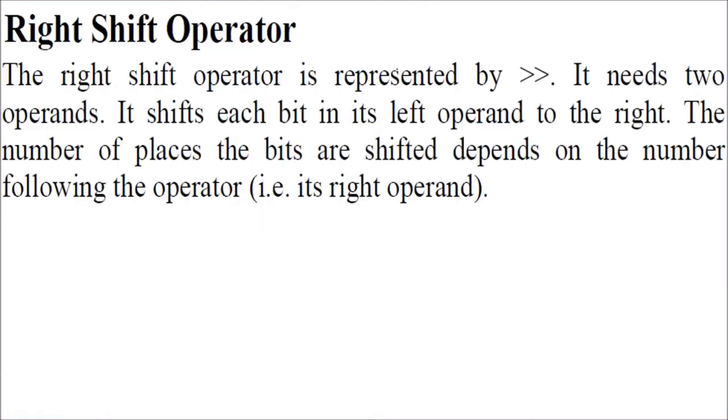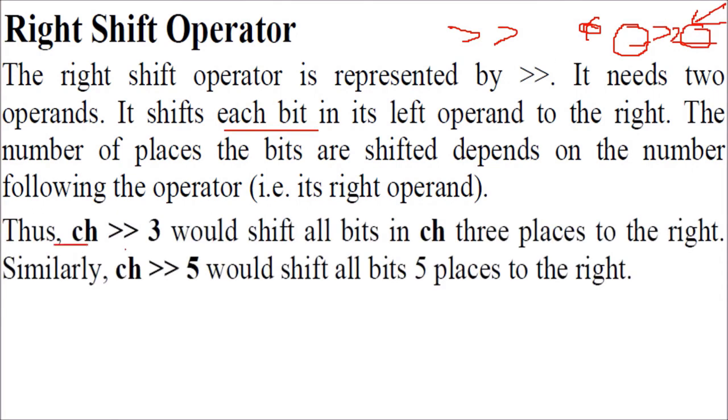Right shift operator. The right shift operator is shown by this sign, double angle, and when we want to shift, we need two operands. It shifts each bit in the left operand to the right by this number. The number of places the bits are shifted depends on the number which is following the operator, that is its right hand. I'll show you. This is CH, and this we want to shift thrice. We want to shift all the bits in CH 3 places to the right. Similarly, we want to shift CH 5 places.